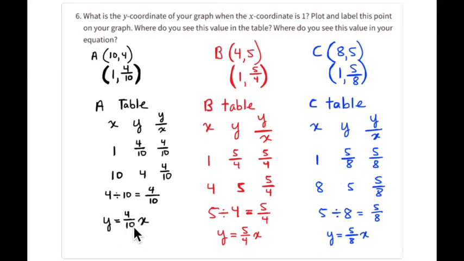So y is equal to 4/10 of x, y is equal to 5/4 of x, and y is equal to 5/8 of x. So basically what you're figuring out is what's the length along the y-axis compared to the length along the x-axis, and it's a multiple or a fraction. It's multiplying by that constant of proportionality.